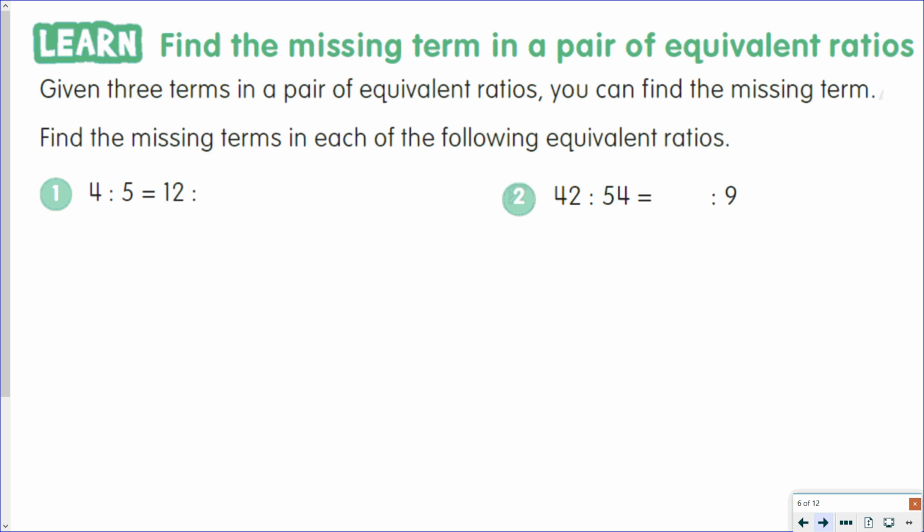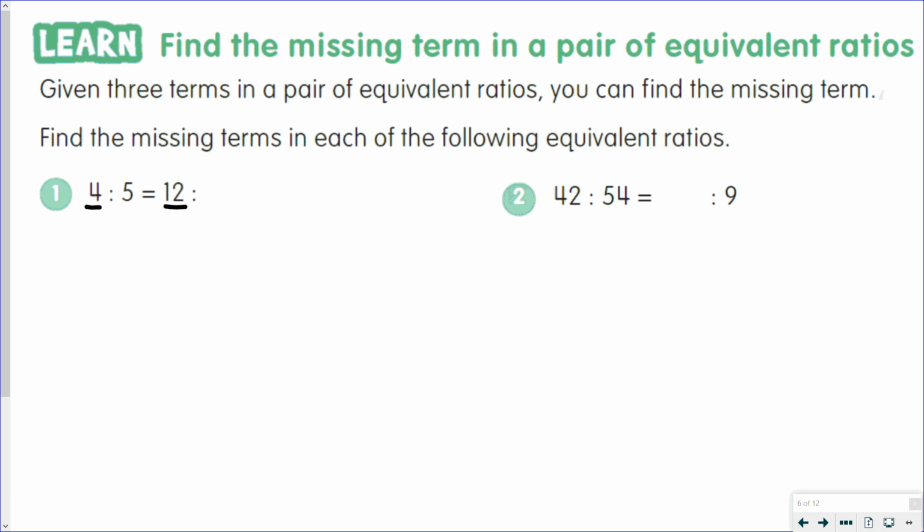All right, so we have pairs of ratios, and in one ratio, we're missing one of the terms. So just like in a fraction, when you're writing equivalent fractions, numerators go with numerators, denominators go with denominators. In ratios, the first terms go together and the second terms go together. So in the ratio 4 to 5 equals 12 to something, the 4 and the 12 go together. They work in a pair.